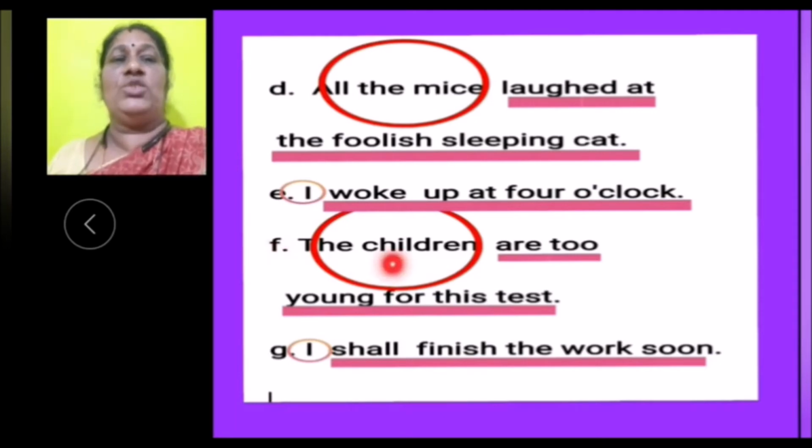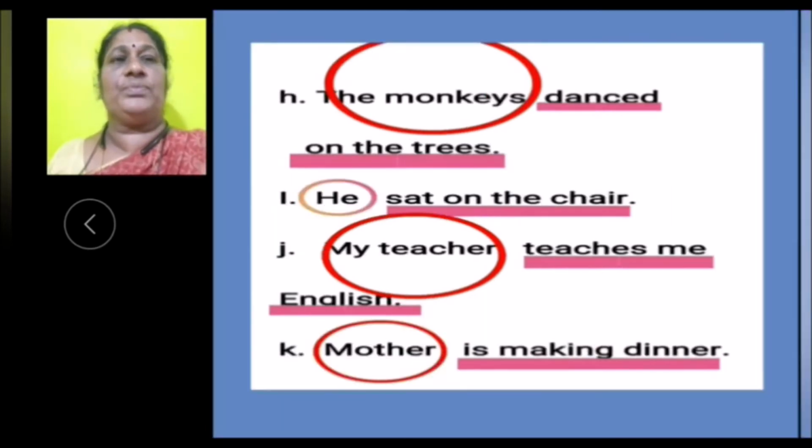F. The children are too young for this test. Who are too young for this test? The children. That is the subject. Are too young for this test is called the predicate. G. I shall finish the work soon. Who shall finish the work soon? I. I is the subject here and shall finish the work soon is the predicate in this sentence.